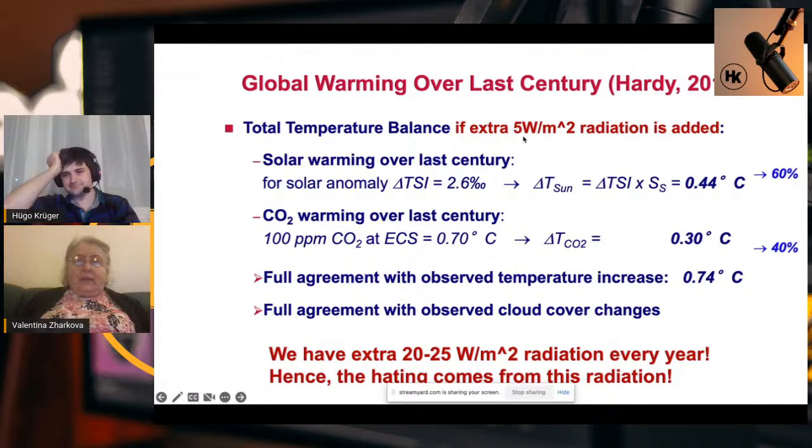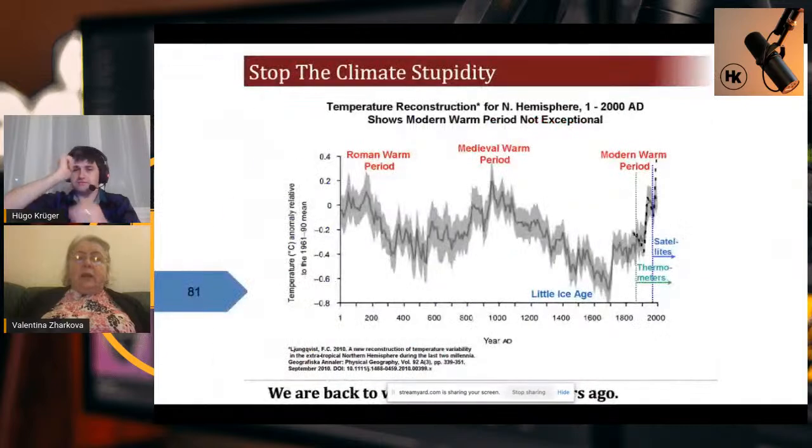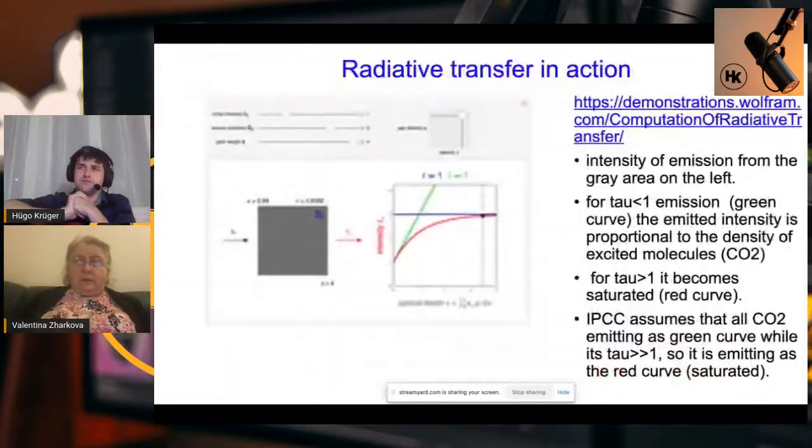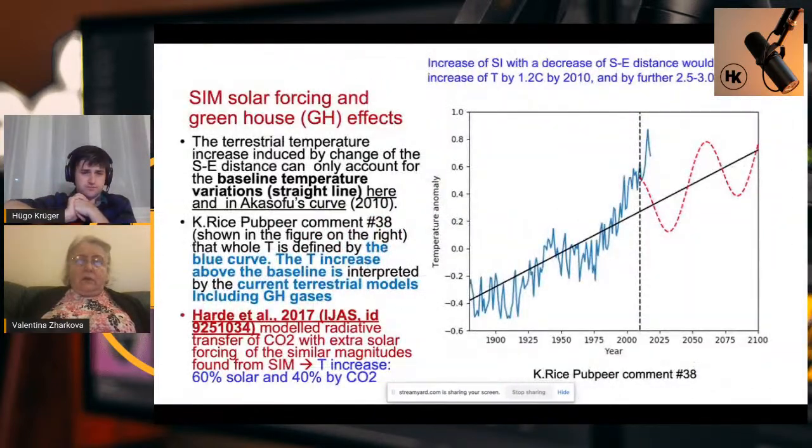But remember, I said that my radiation increase is 20 watts per square meter. So it's 5 times. Basically, 100% comes from the sun. Okay, and the other argument that they make is that water vapor will be a feedback.